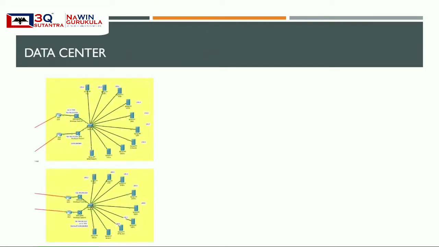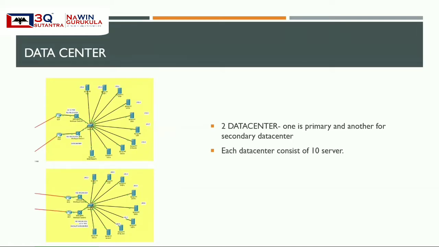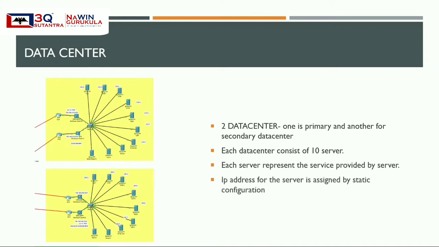Next, coming to the data center, this is its overview. We are using 2 data centers, one primary and another secondary. Each data center contains 10 servers, and each server represents a service provided. The IP addresses are assigned using static configuration, and the configuration done here is interface configuration and HSRP configuration. Data center 2 is a replica of data center 1; whatever configuration we did in data center 1, we did in data center 2 also.